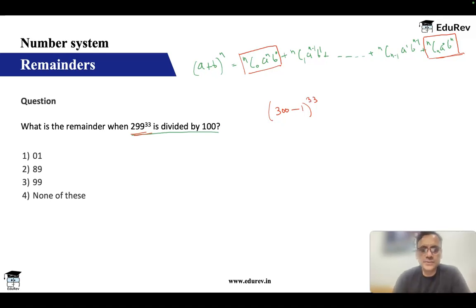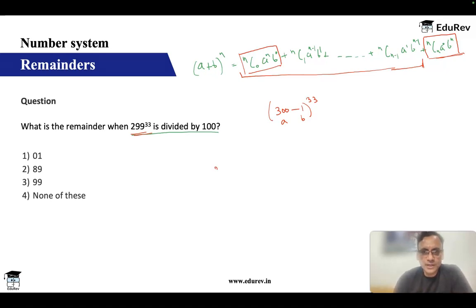Then all the terms from the first term to the second last term will have some power of 300 in it, because this is a and this is b. So you can see the second last term also has a to the power 1. That means the second last term will have 300 to the power 1, and the terms before that will have higher powers of 300. That means all of them will be divisible by 100. So it's only the last term that will give you the remainder. All other terms will get divided, right?